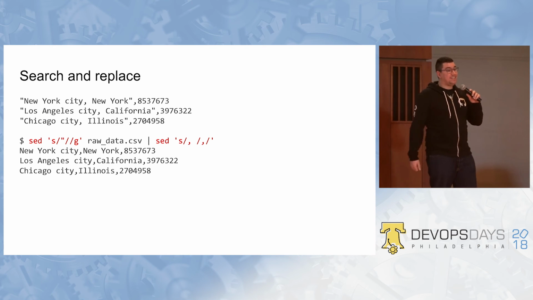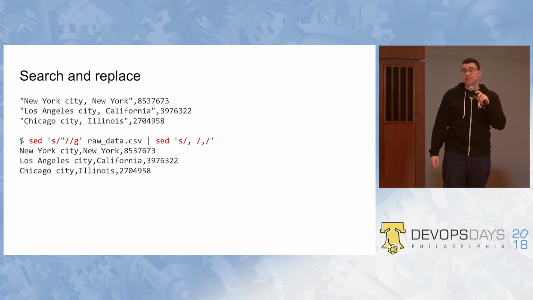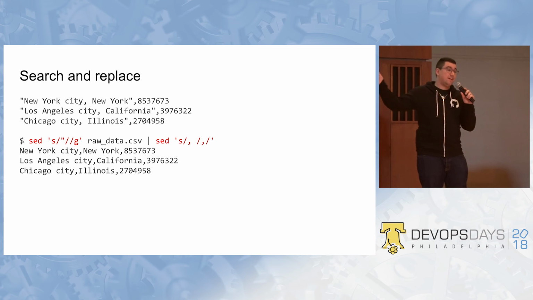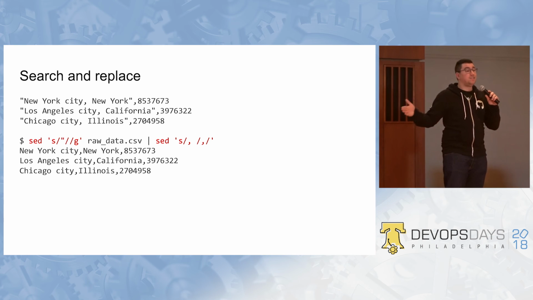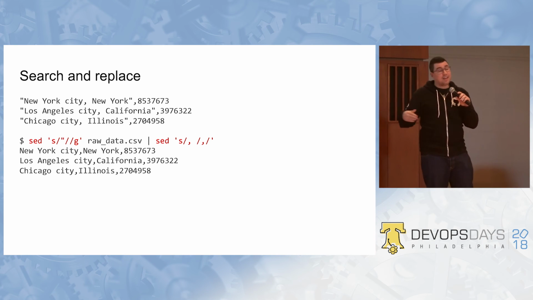Search and replace, kind of data cleanup. You're always going to have to do that. The top example here is exactly what I downloaded from the census, but I wanted separate columns for city and state. So you can use sed to search and replace and clean up your data how you want it.